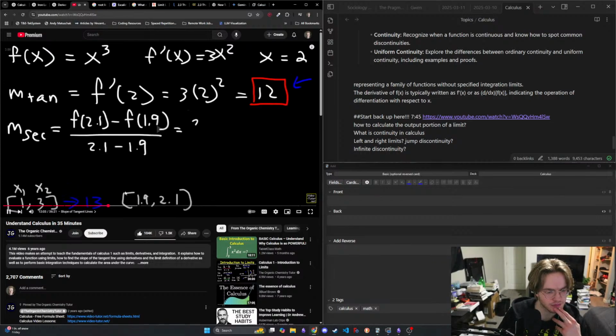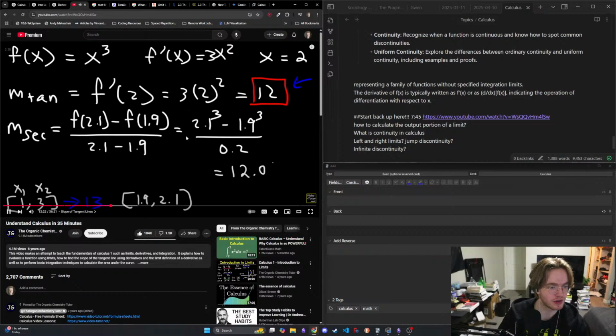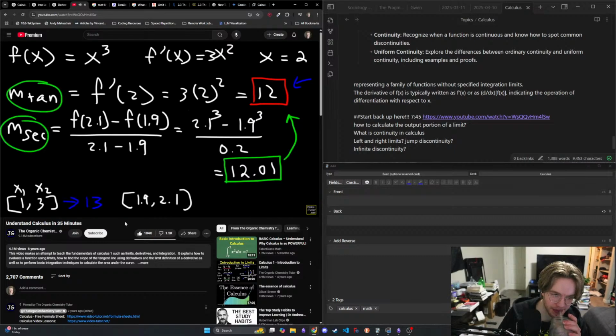So that's going to be 2.1 to the third power minus 1.9 to the third power. 2.1 minus 1.9, that's 0.2. If you plug this in, you should get 12.01. And notice that this is a very good approximation to the slope of the tangent line. So notice that the slope of the secant line approximates the slope of the tangent line as these values get closer and closer to 2.